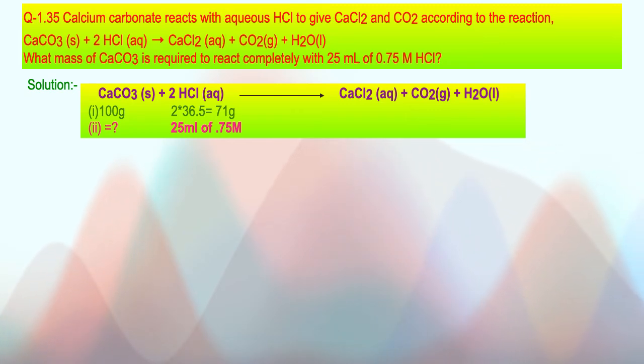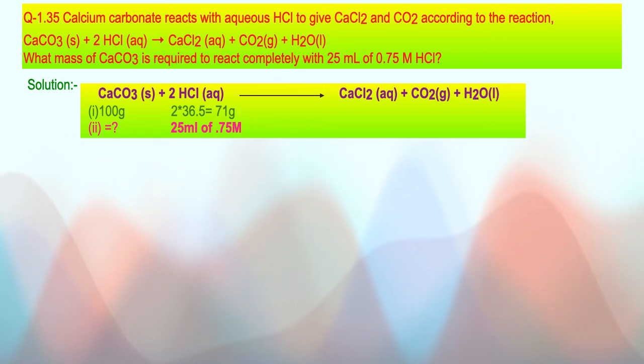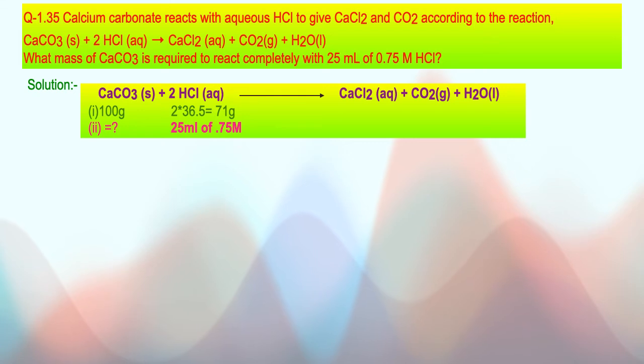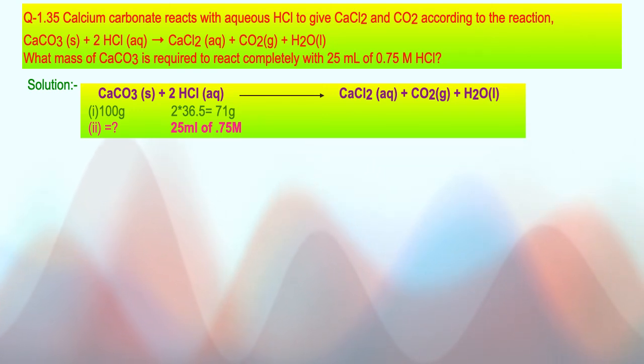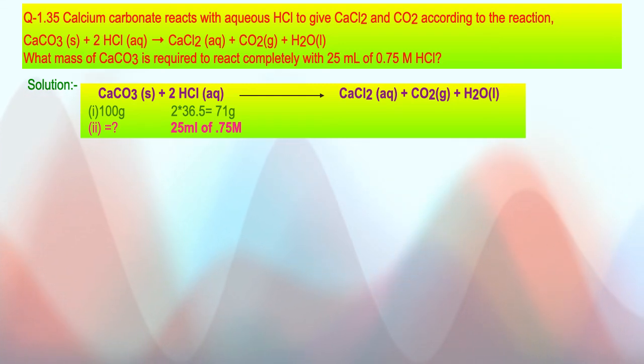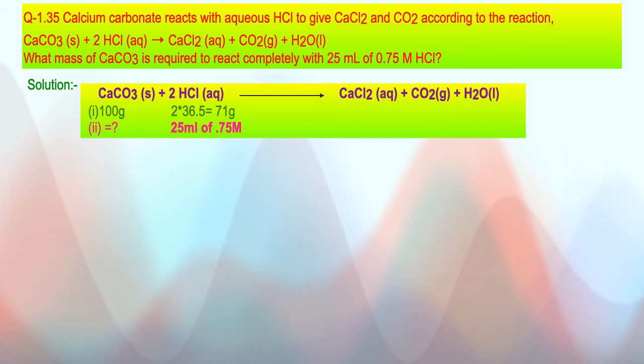Now point number 2, we will have to calculate the amount of CaCO3 that will react with 25 ml of 0.75 molar HCl. Now he has not given this amount in grams. It is just a simple numerical of stoichiometry calculation, but there is a small numerical inside one numerical. It is the small numerical for molarity.